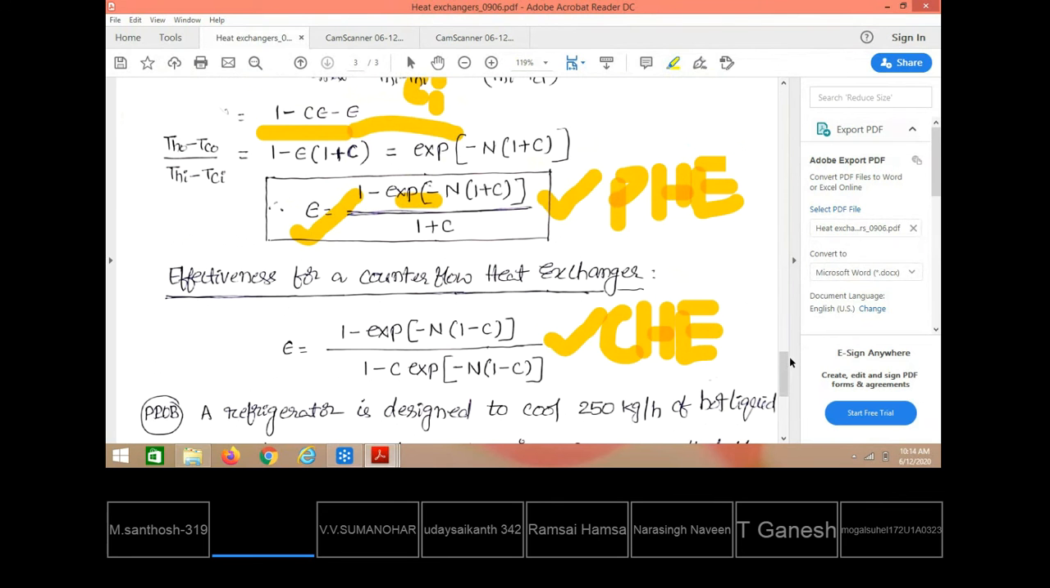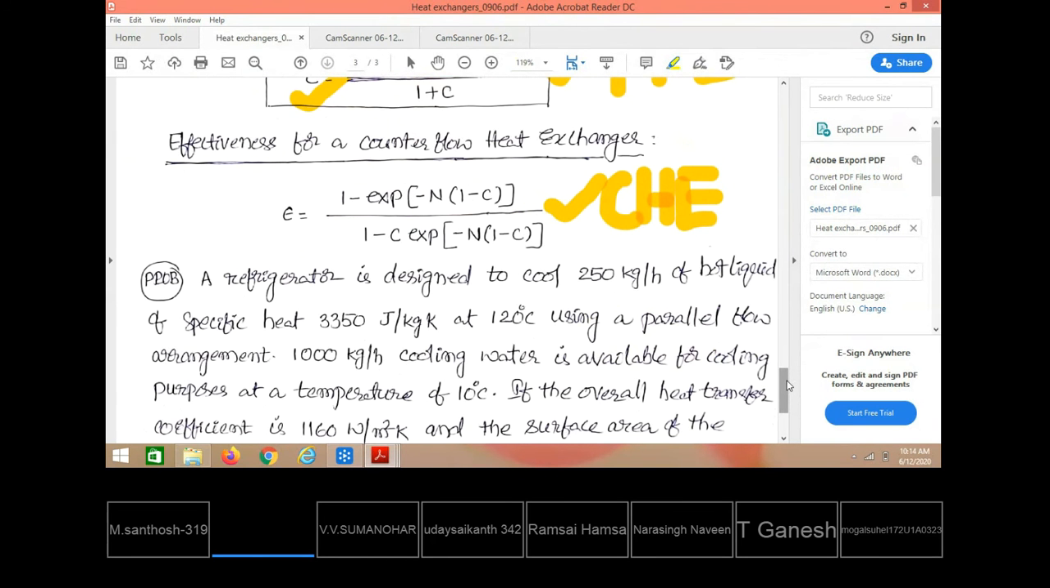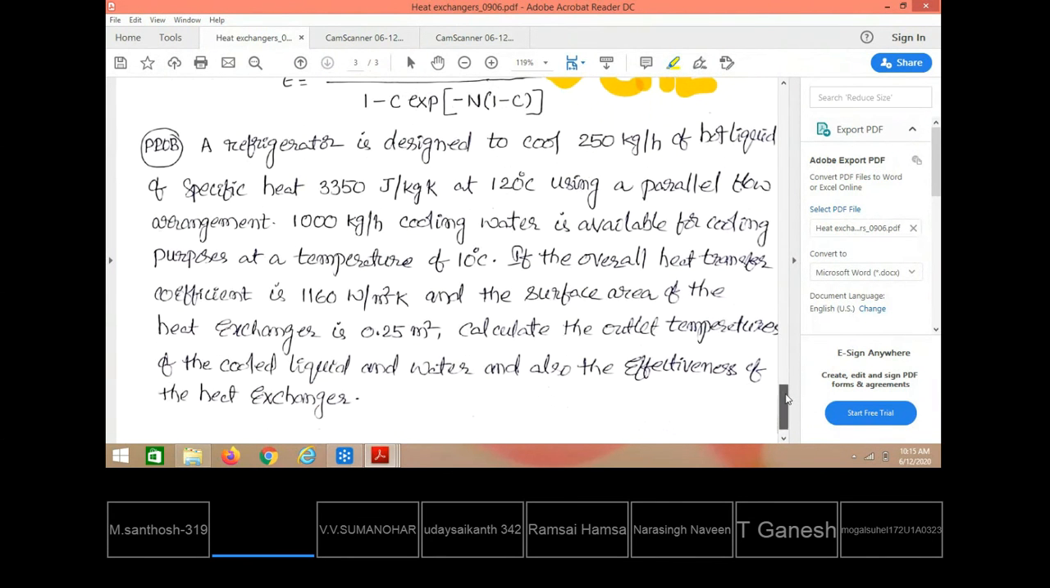Otherwise, you can also take it directly from the data book. These are available in the data book also. The effectiveness relations for various orientations of heat exchanger are available: parallel flow separate, counter flow separate, cross flow separate, shell and tube heat exchanger separate. So based on this we are trying to work out the problems.